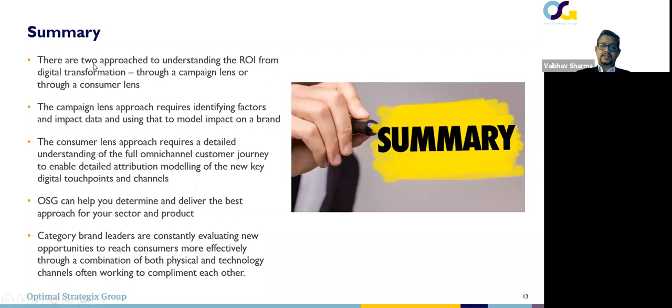Now, just to summarize what we discussed in today's webinar, there are largely two approaches depending on where you are in the digital transformation roadmap or life stage. If you're someone who has already invested, you could take a more campaign lens, wherein if you have availability of all of the data during the period and even prior to the period, you could build models which would predict, estimate, and quantify the impact that your investment dollars have had on the market or on your success metric.